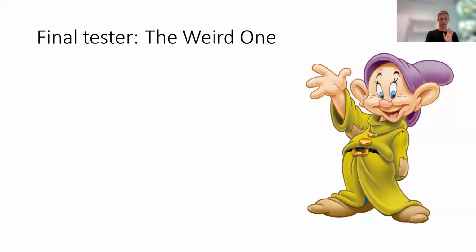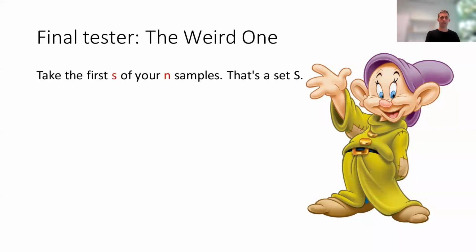So the last one, the 7th and kind of weird algorithm. Take some of your samples. You have n samples, take some of them, the first s of them. That gives you a multiset of s samples, a multiset because you might have the same value coming several times. See that as a set. So now you have a set of at most s values. Call that S.